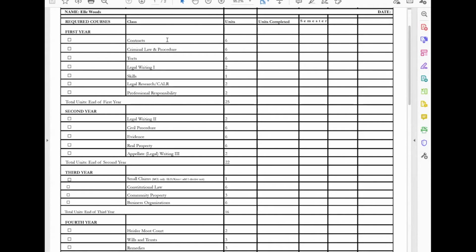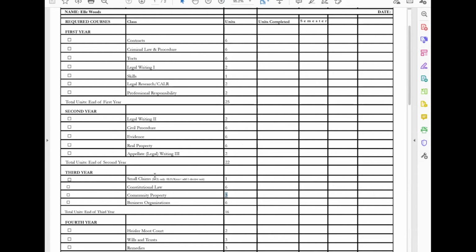Now, when you look at the mandatory classes, you'll see the number of units. It says 6 for the academic year. If it says 6, that means it's a year-long course. They're taking the first part of contracts in the fall and then the second part of contracts in the spring. If you see something that says 3 units, that usually means it's a 1 semester course.